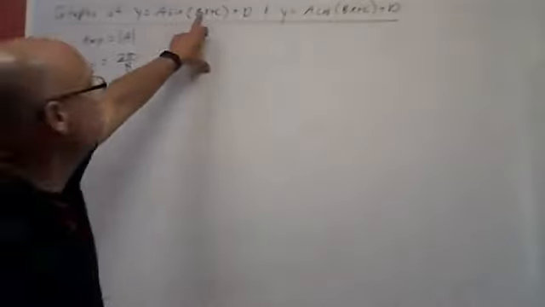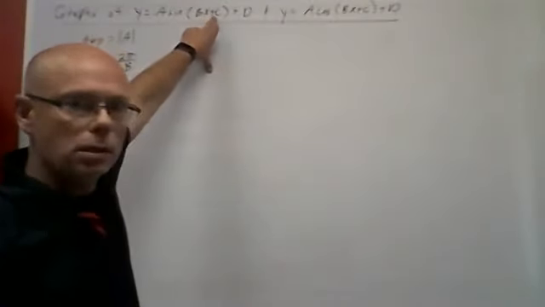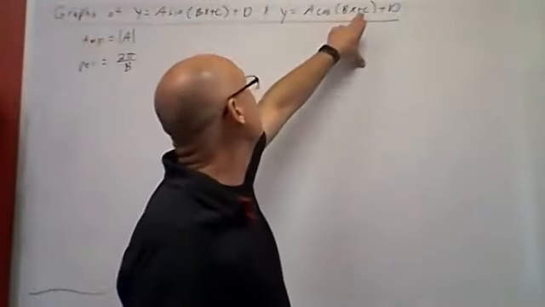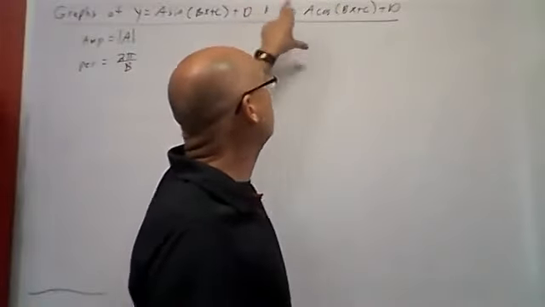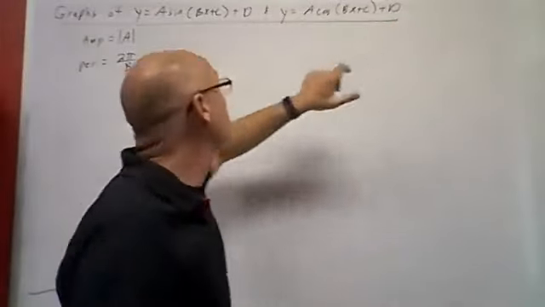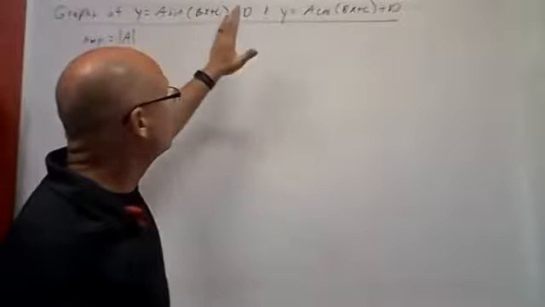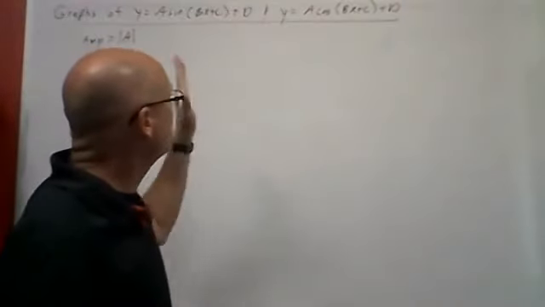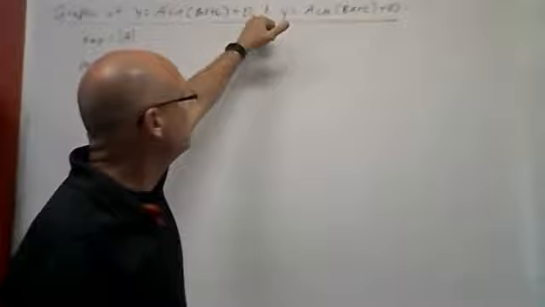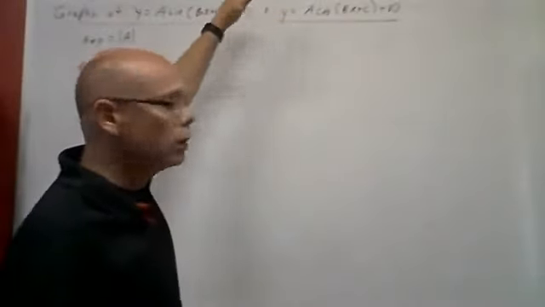Now let's look at graphs of y equals a times the sine. Notice this time you have bx plus c, not just bx. Same thing here, bx plus c, and then you have plus d on the outside, okay? So what does this do? This creates a horizontal shift, and the d creates a vertical shift.